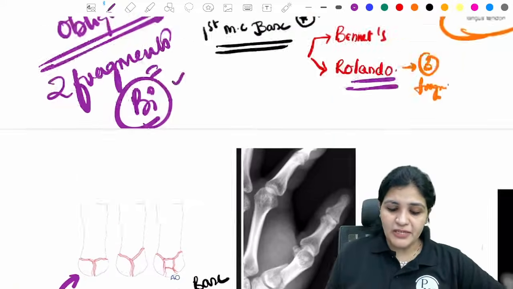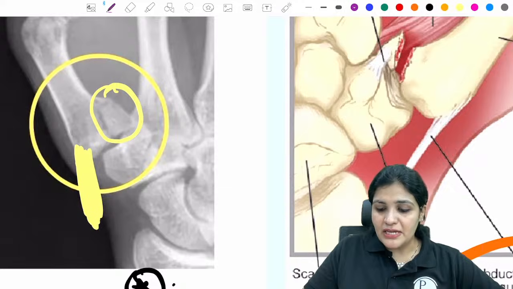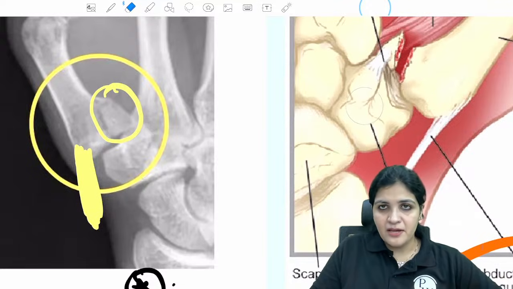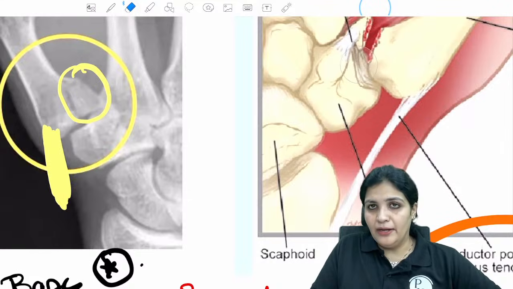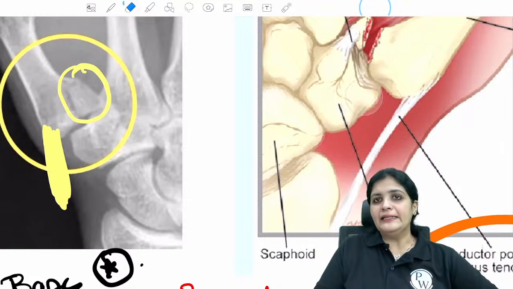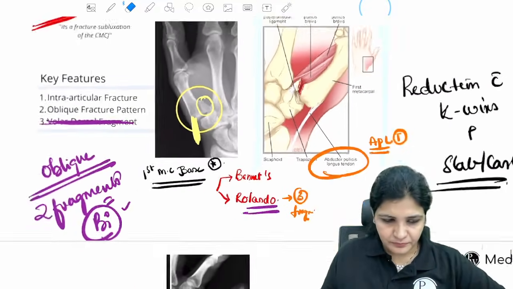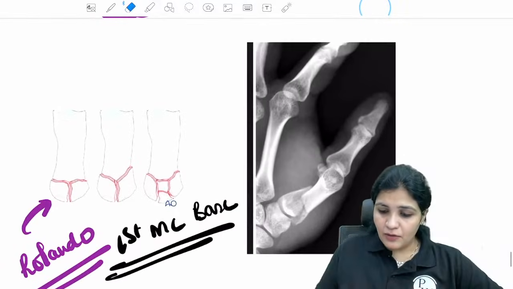Okay. If you see here, these are the articular surfaces, right? These are still in contact. So this is not a complete dislocation from the trapezium. This is not about the fracture fragments. This is about this joint, the metacarpal and the trapezium. So this is subluxation. Clear? Understood?